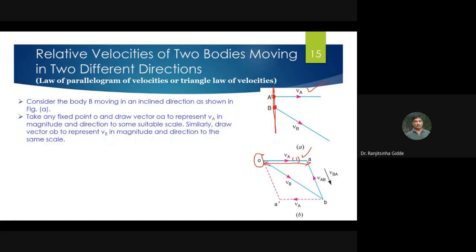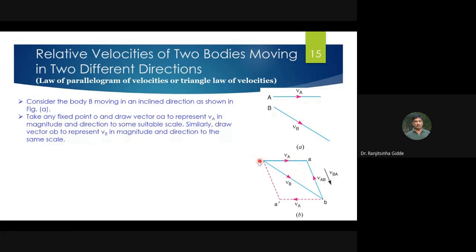Similarly, draw vector OB which represents VB in magnitude and direction with the same scale. The scale we took for VA, OB is expected to be drawn with the same scale. So for one diagram there should not be two different scales. So OA we have drawn. Then how to draw this OB? Again parallel to this VB. Parallel to this VB. Okay.